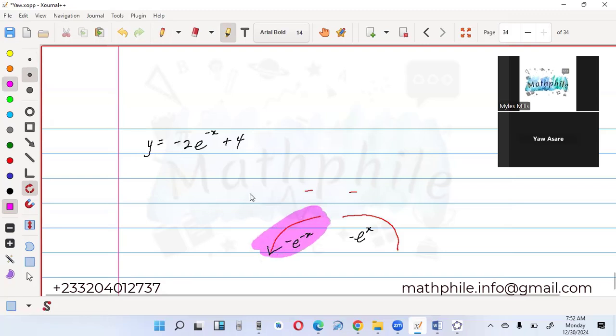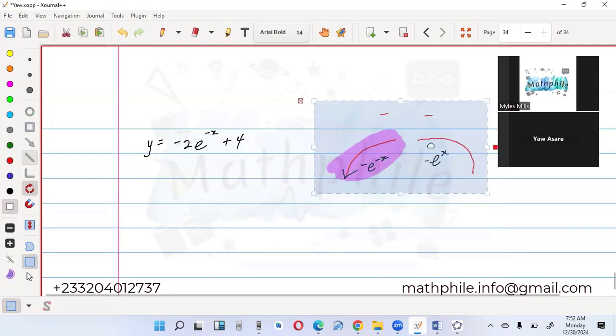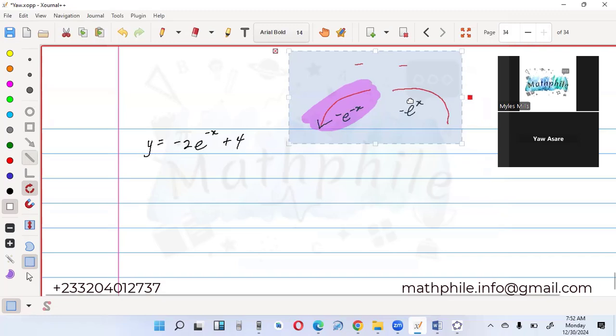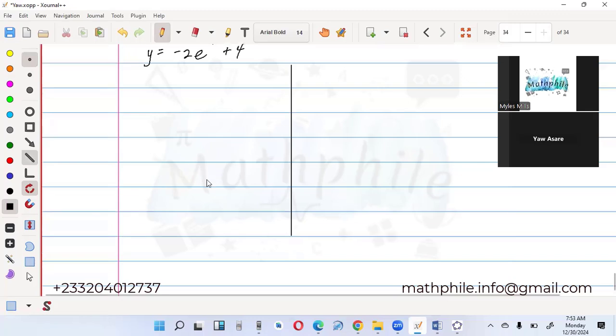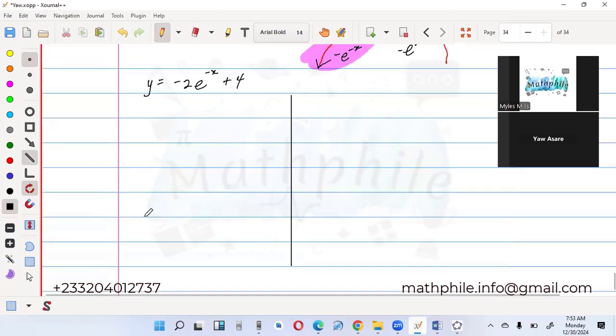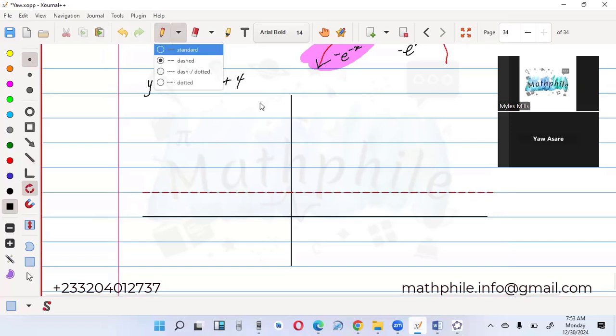Are we good? Yes. Okay, let me move this to the top. Okay, so from here, you can put our Cartesian plane. There is an asymptote at positive 4. So y is equal to 4. There is an asymptote over there. And I can write a 4 over here.